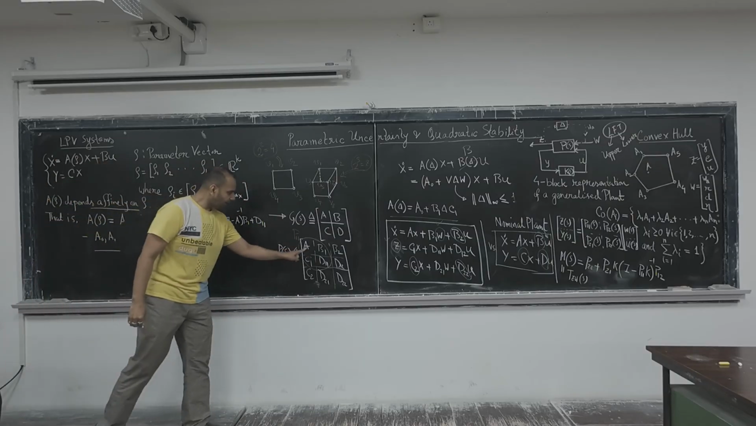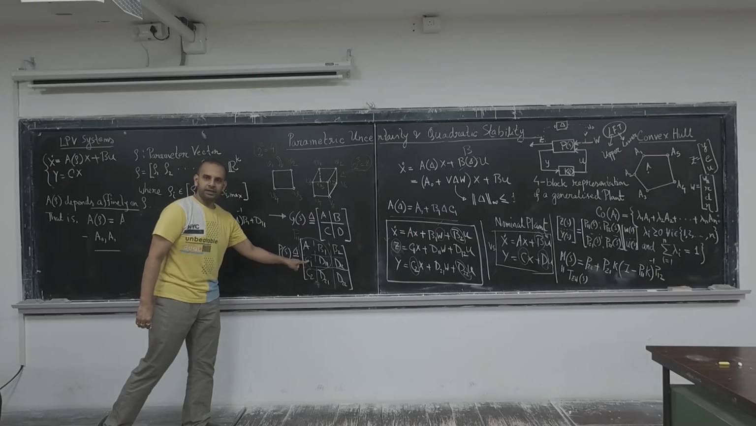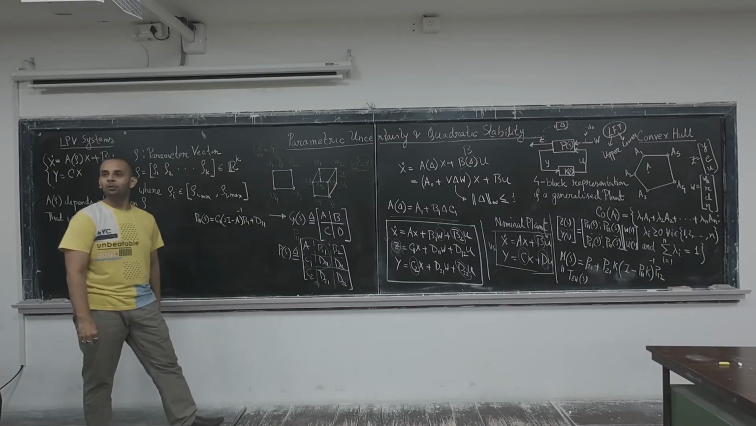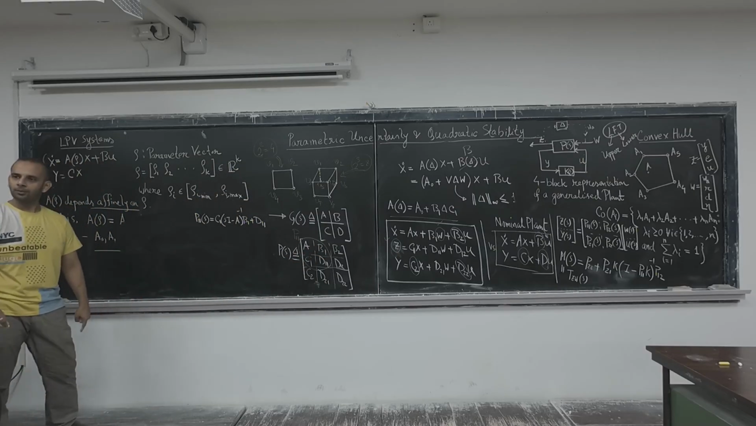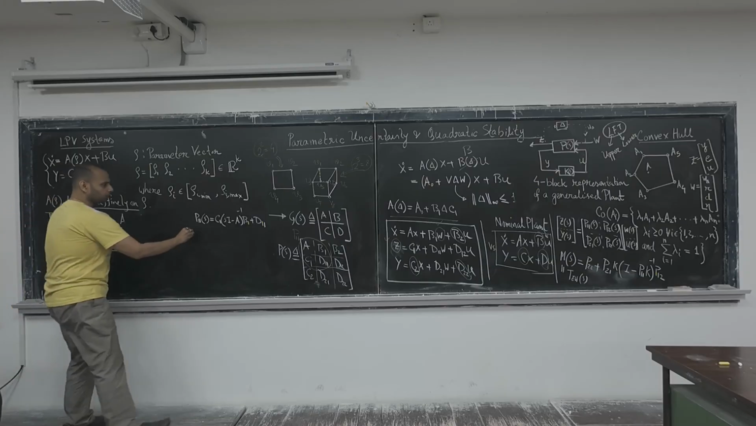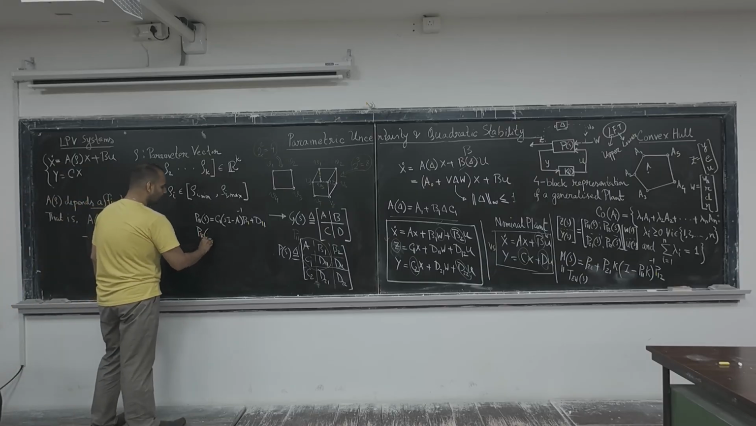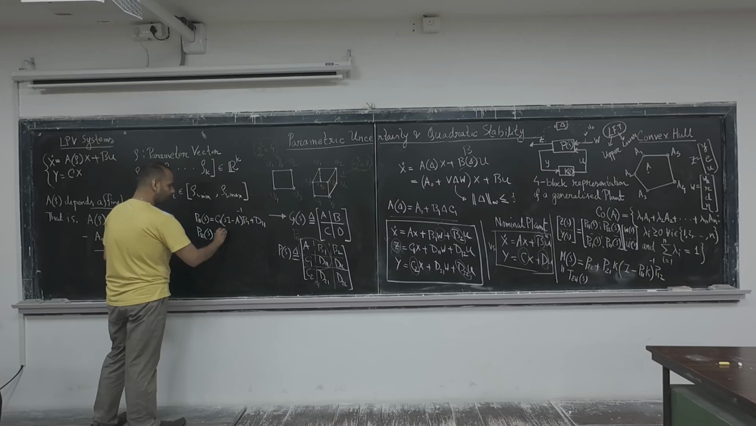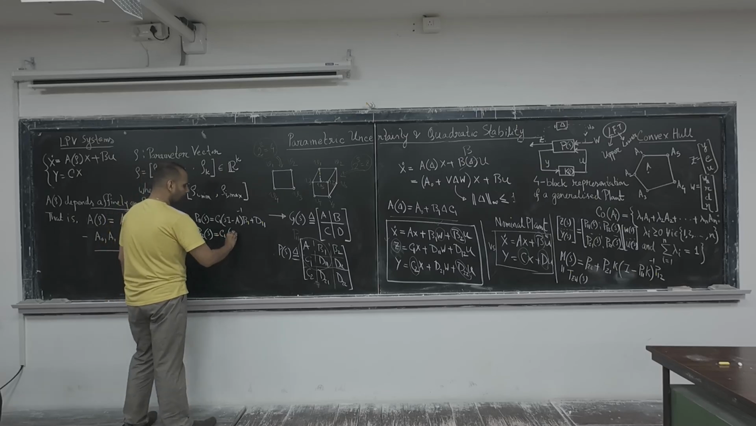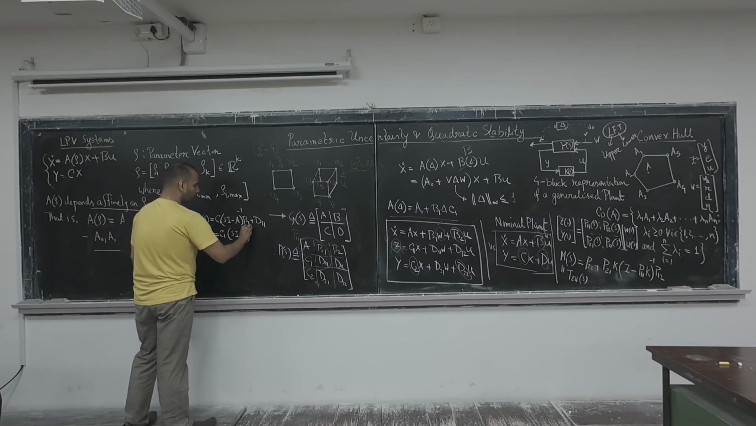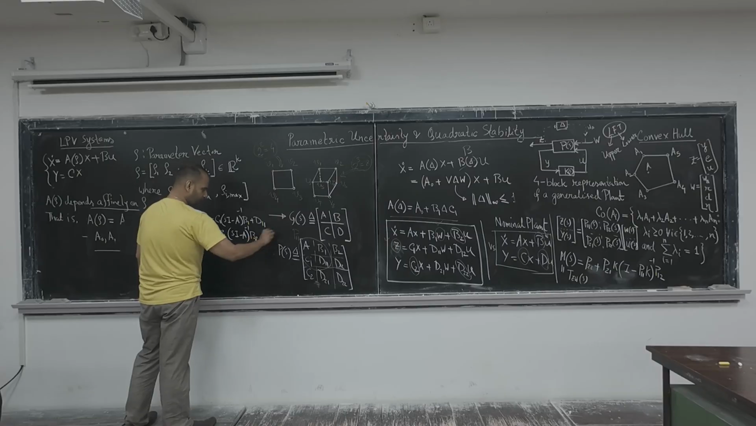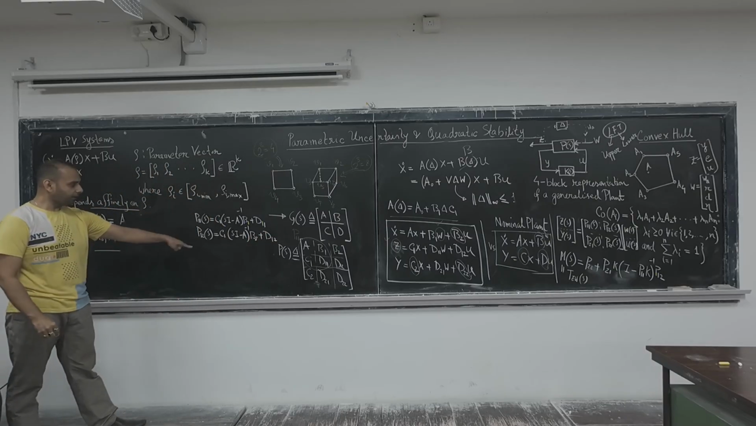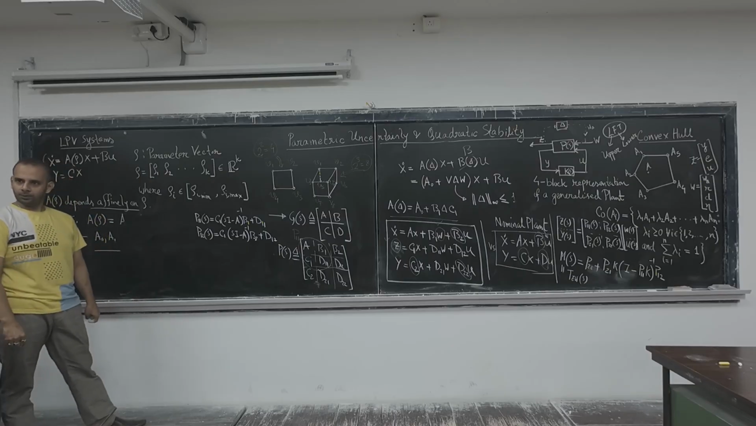Now keeping this A and C1 fixed, if I move to B2 and D12, then which would be that component? P12, right? So what can I write? P12(s) equals C1 into (sI minus A) whole inverse into B2 plus D12, isn't it? Accordingly, can you write P21 and P22?